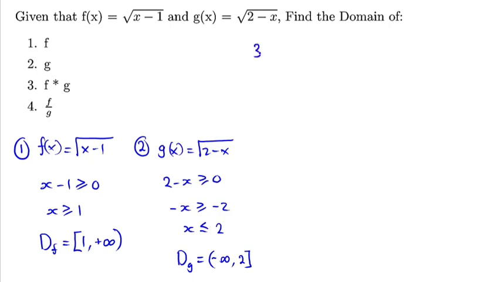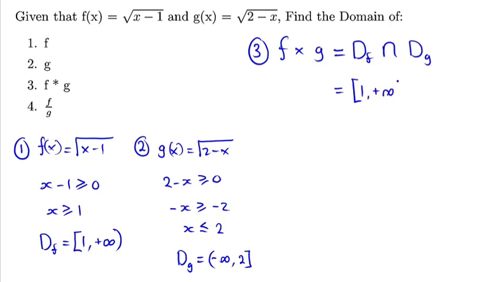Next is number 3. So number 3 says f times g. So for these two, the domain of this will simply be the domain of f intersection the domain of g. So what is the domain of f? Domain of f is starting from 1 all the way up to positive infinity, intersection domain of g is negative infinity all the way up to 2, like this.